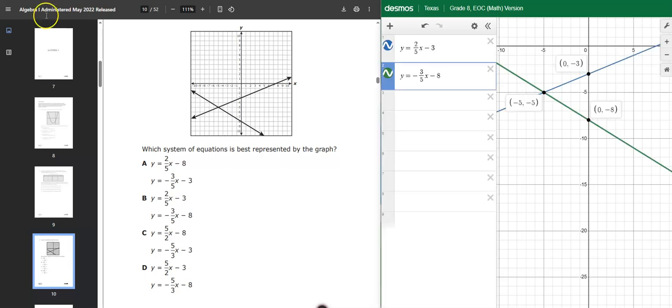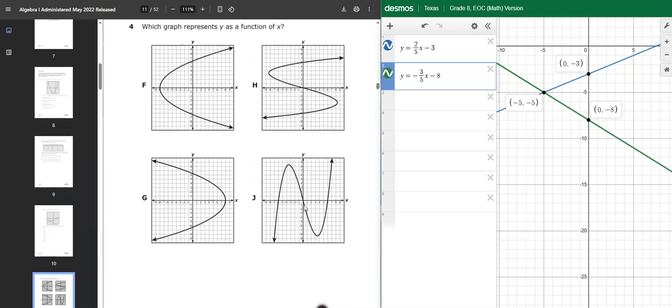All right, in this case, you should have seen that your answer was right here, B, at 2/5 x minus 3 and -3/5 x minus 8. Several of them look pretty similar, but the only one that has an intersection of the two lines at the point -5, -5, as well as y-intercepts of -3 and -8, which all match our original graph, are the equations given to you in choice B. All right, let's look for another one that we can try.